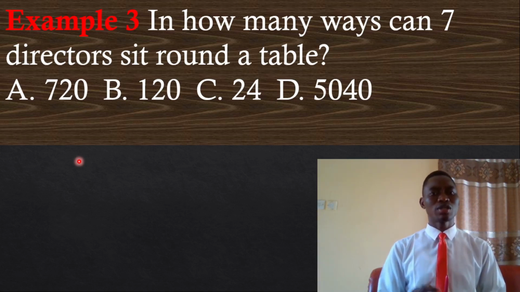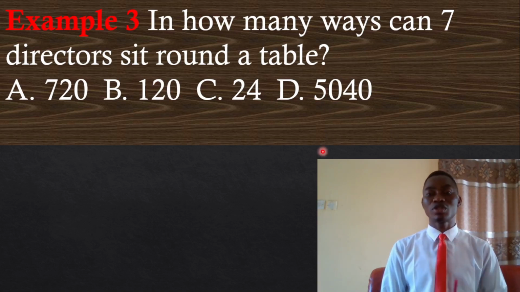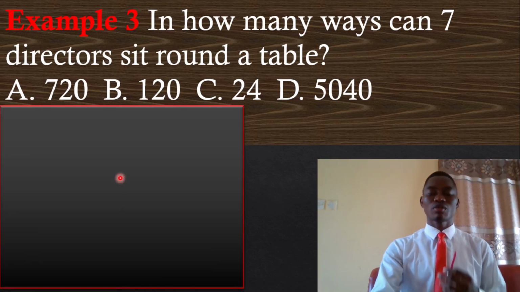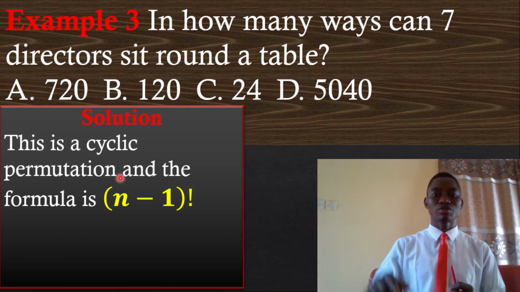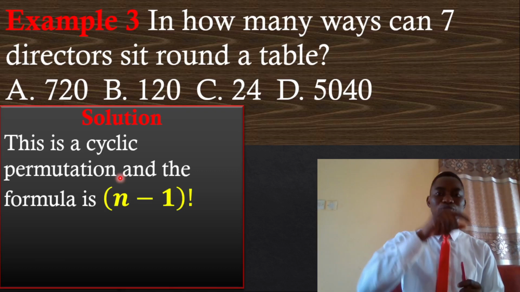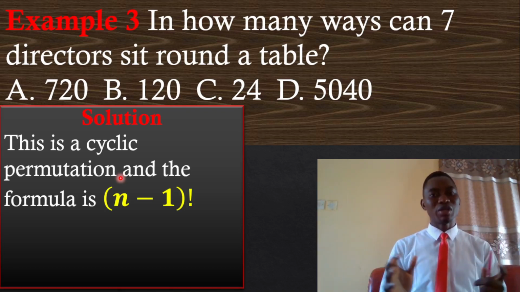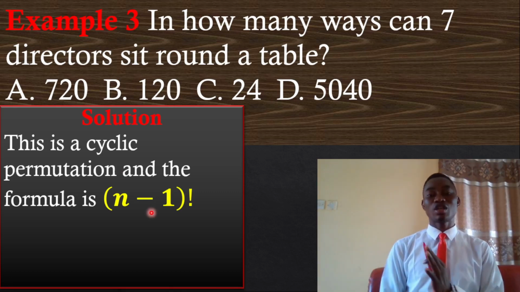Is it 720 ways? Is it 120 ways? Is it 24 ways? Is it 5,040 ways? We're going to look at the solution. But I want to tell us here that this kind of permutation is called cyclic permutation. It's a kind of arrangement in a circular manner, and it has a formula.